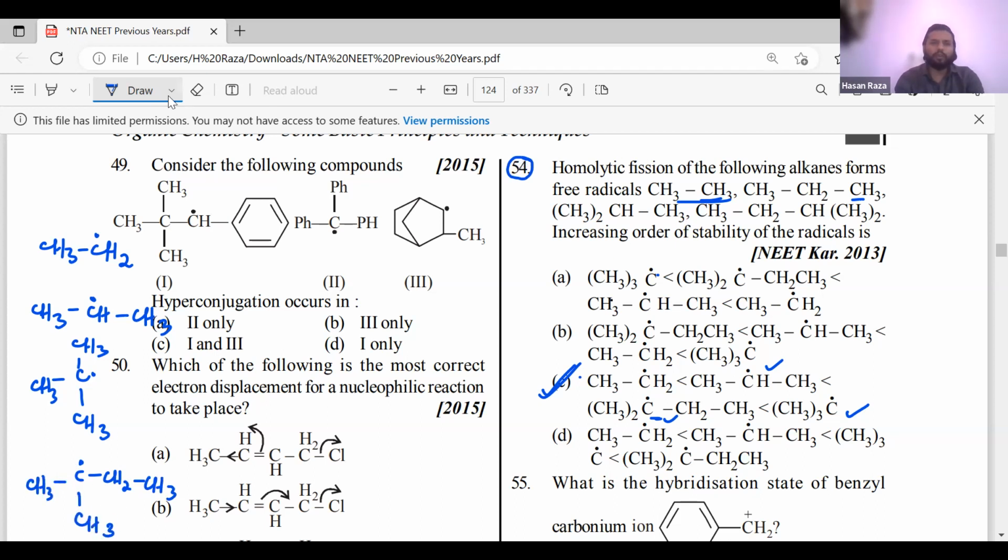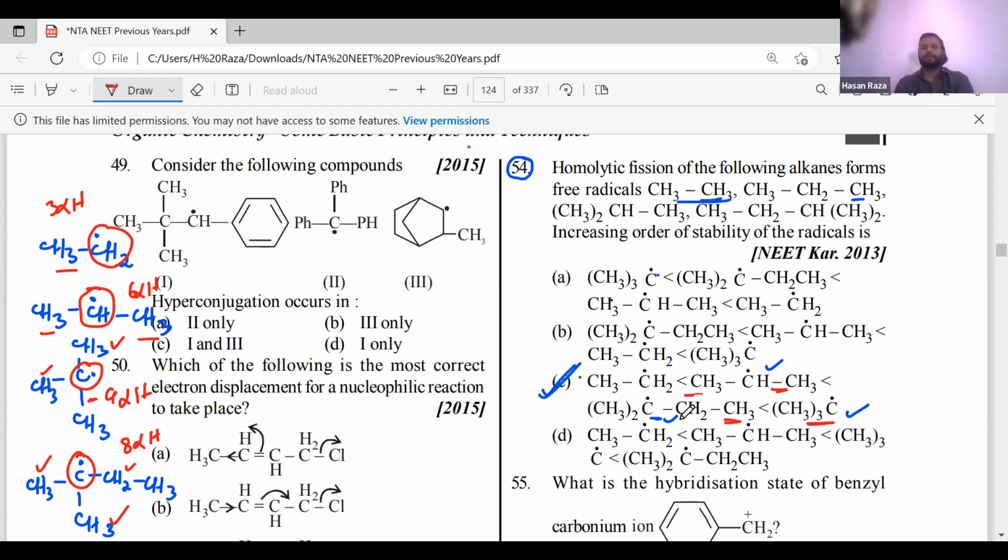So I told you to calculate the alpha hydrogen with respect to radical, carbocation, alkene, alkyne, and phenyl. With respect to this, you can see 3 alpha hydrogen is there. With respect to this, 3 plus 3, 6 alpha hydrogen. With respect to this, 3, 3, 3, 9 alpha hydrogen. With respect to this, 3, 3, 2, that means 8 alpha hydrogen is there. That means this is the most stable. So in option C, this is the scenario. Then 8 alpha hydrogen, then comes your 6 alpha hydrogen, and then comes your 3 alpha hydrogen. Is that clear? Can I change the slide?